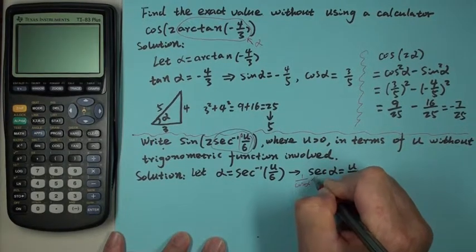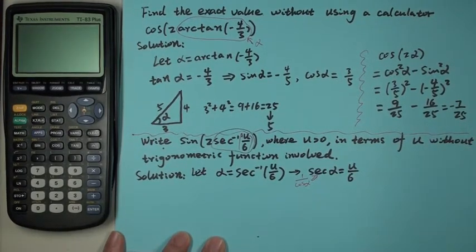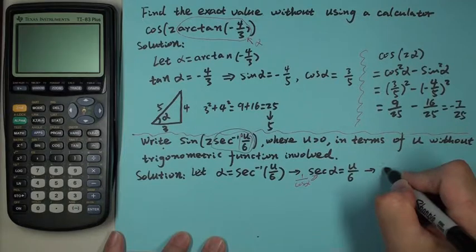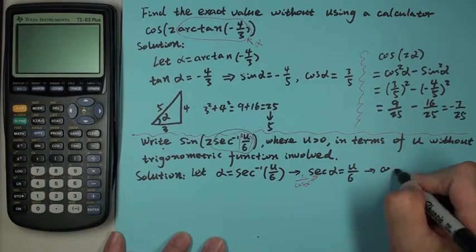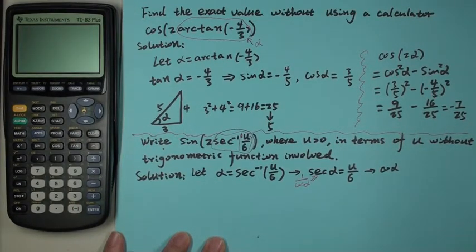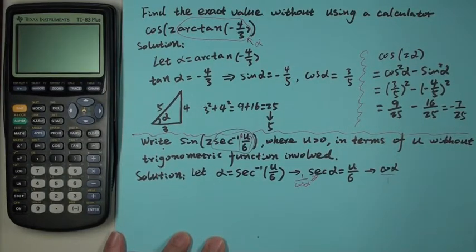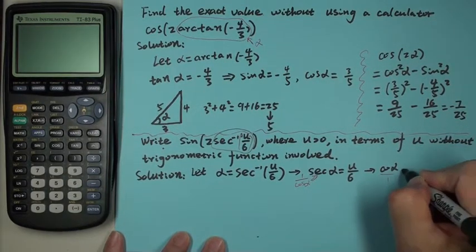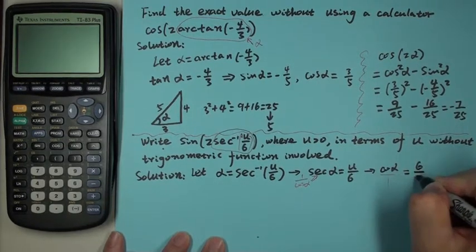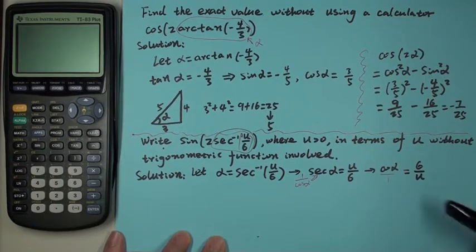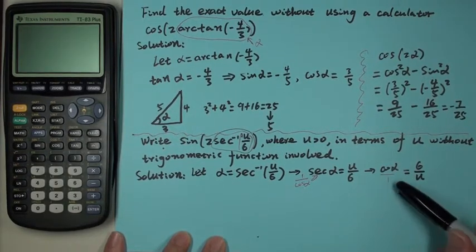So if you flip both numerator and denominator, you will then have cosine alpha. Of course, if you want, you may write over 1, but it may not be really necessary, equals 6 over u. Okay, u is positive again, so then alpha will be in the first quadrant.